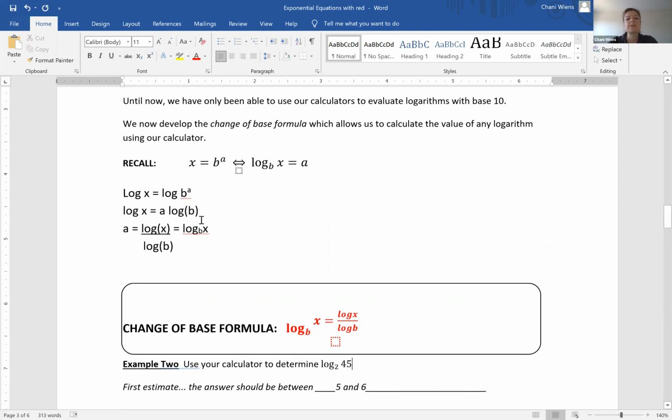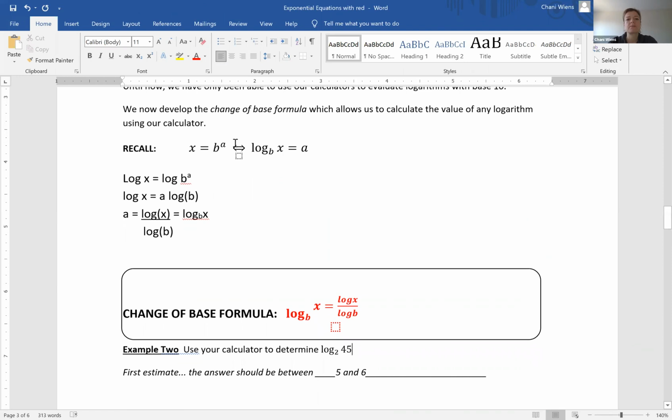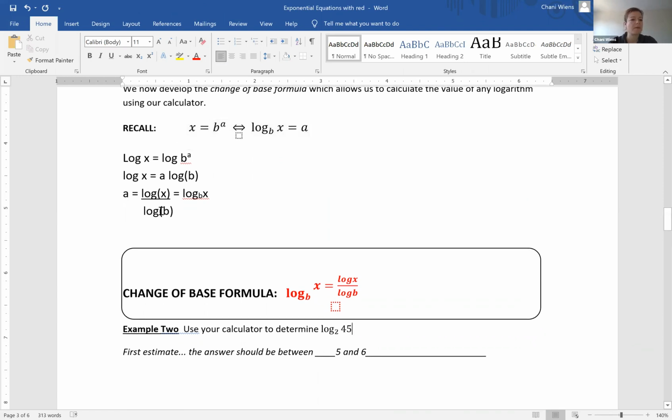So this is a little bit of a tricky explanation. So I'm going to invite you to just copy this down, and then I'll explain it. So if you need to pause the video, you can.